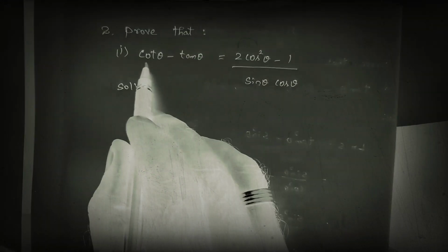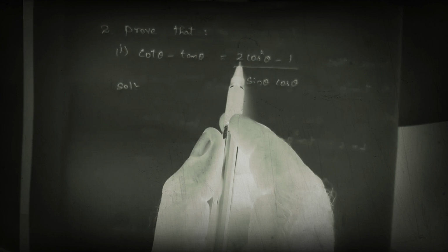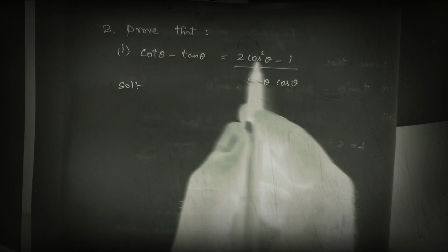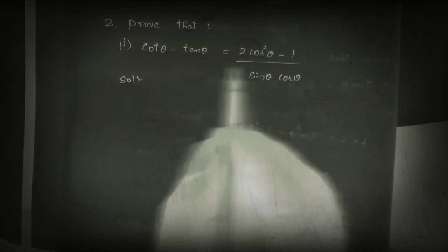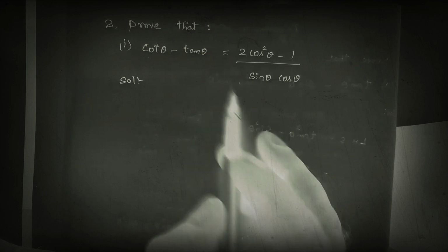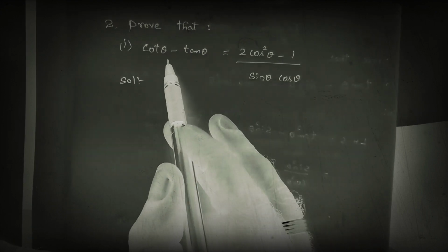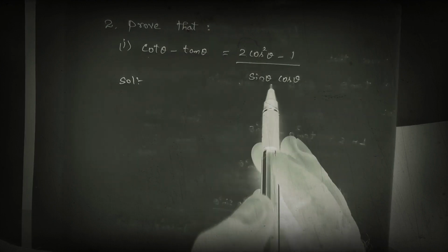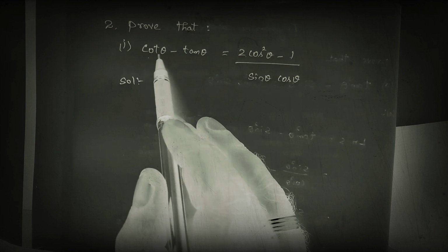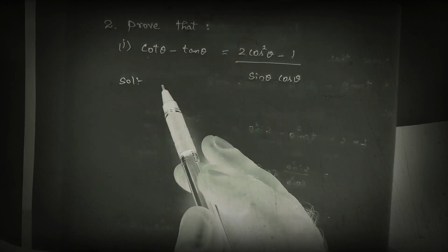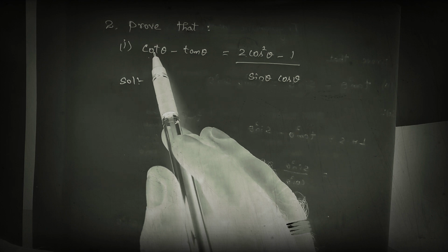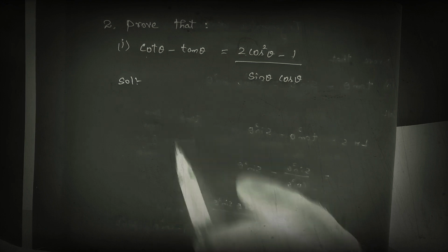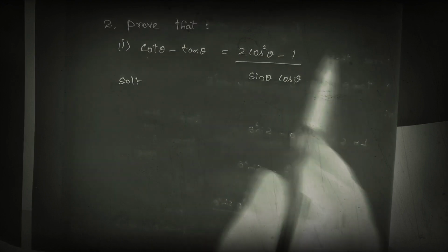Prove that cot theta minus tan theta is equal to 2 cos square theta minus 1 divided by sin theta into cos theta. See, in the LHS we have 2 terms, and in the RHS we have only 1 term. So taking the LHS and simplifying, we can get the RHS. The RHS is in the form of cos and sin, so better we take the LHS and convert it in terms of sin and cos. Cot theta is cos theta divided by sin theta, tan theta is sin by cos, and then it becomes a fraction. By cross multiplying and simplifying, we'll get the RHS.